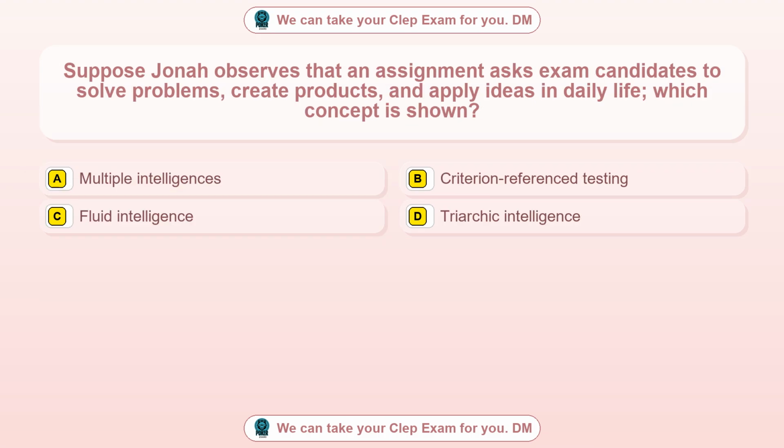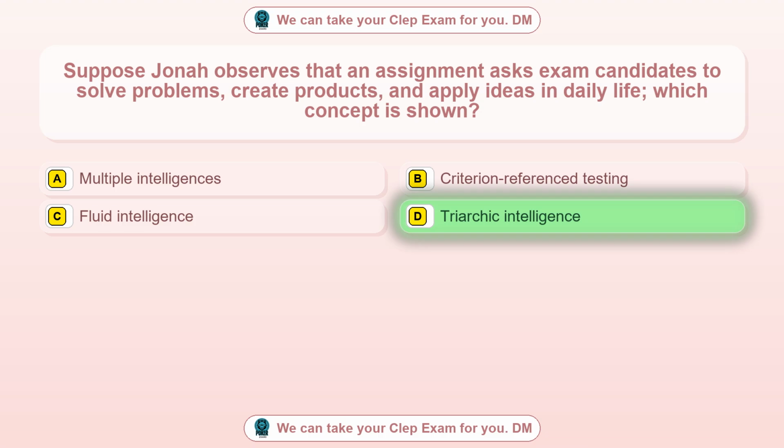Question 25. Suppose Jonah observes that an assignment asks exam candidates to solve problems, create products, and apply ideas in daily life. Which concept is shown? Option A, multiple intelligences. Option B, criterion reference testing. Option C, fluid intelligence. Option D, triarchic intelligence. The correct answer is option D.